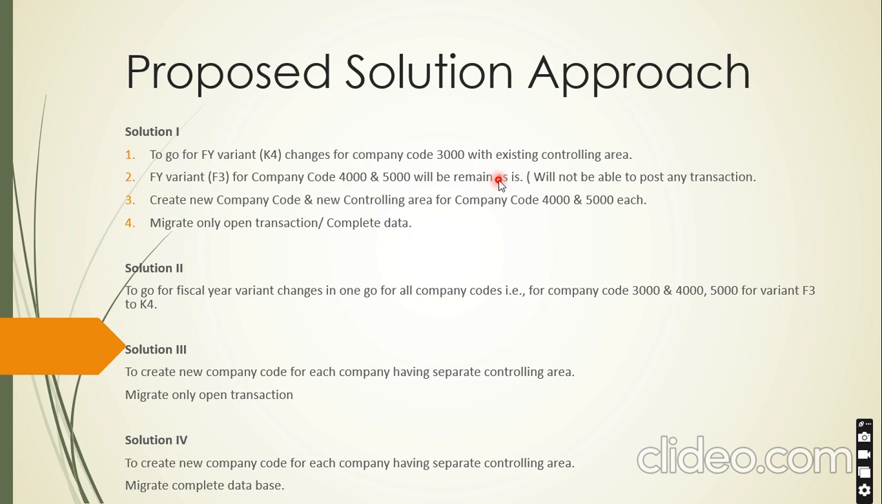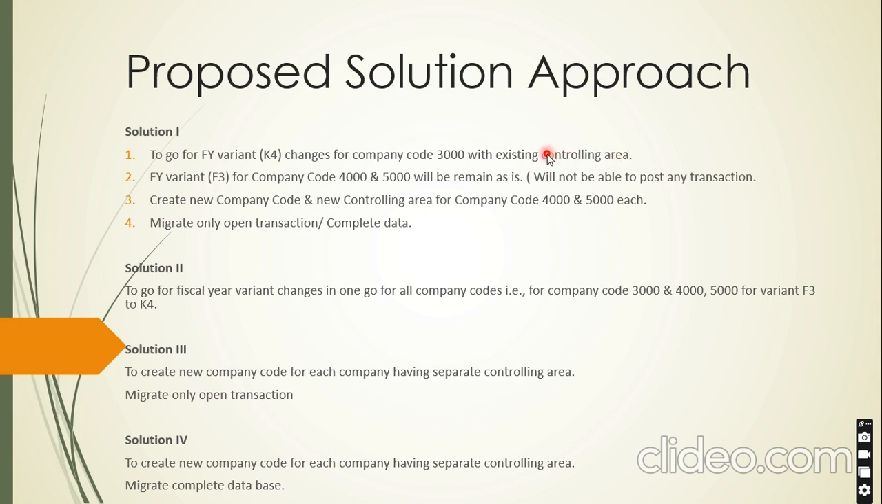Proposed solution approaches. These are the four solutions we proposed. Earlier we already discussed, right? The X company has three legal entities in the Indian region under one controlling area. Out of that, they want only company code 3000 to use the existing controlling area. Here, go to fiscal year variant K4 and change the company code 3000 with the existing controlling area.